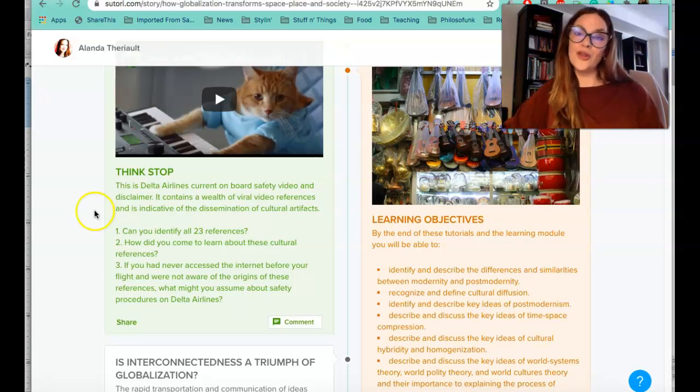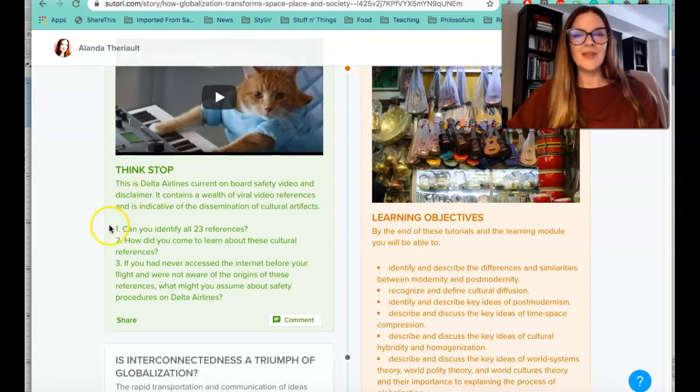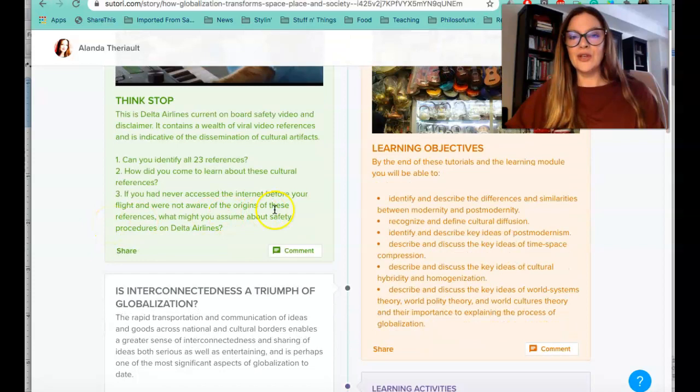So for your final Sutori, you're welcome to use a video, a podcast, an article, a picture, anything that you can think of. But what I want you to pay attention to here is that a ThinkStop is a type of learning prompt. And you're welcome to use ThinkStop, or you can call it something else and personalize it, all for you.